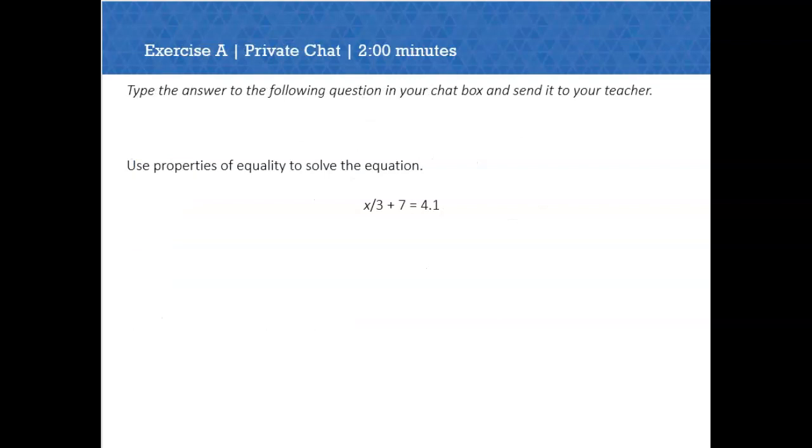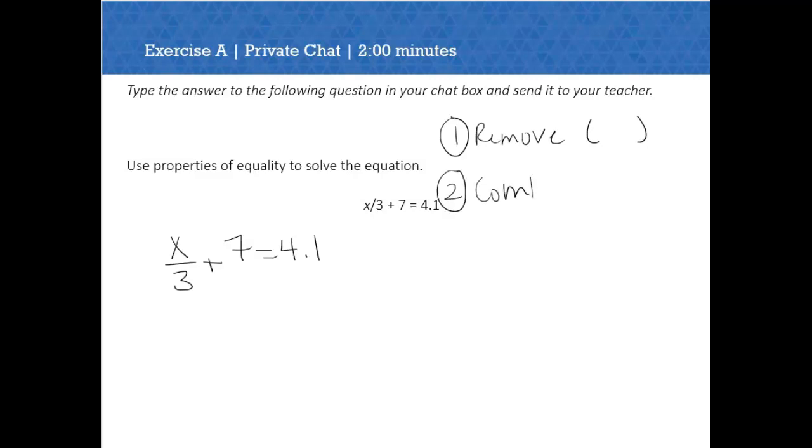So here's our first problem. I'm going to write them out a little bit so we can see them. x over 3 plus 7 equals 4.1. Our steps as this moves further into equations: our first step is to always remove parentheses, which there are no parentheses. Step 2, combine like terms, which we don't have like terms to combine right now, but we will eventually.